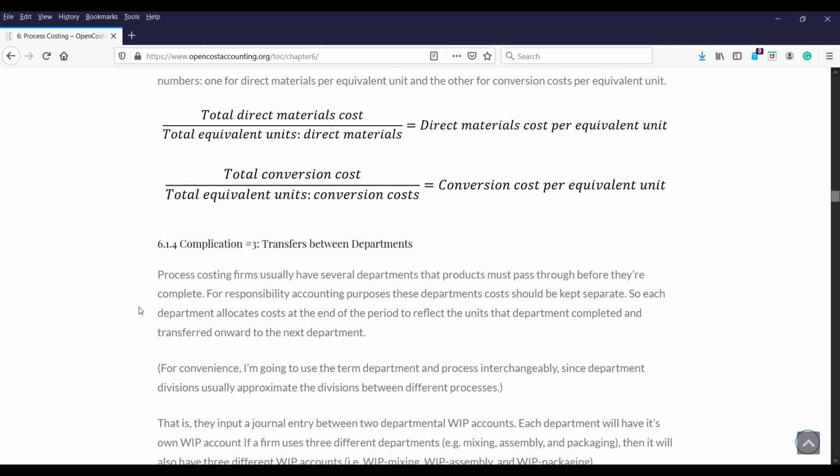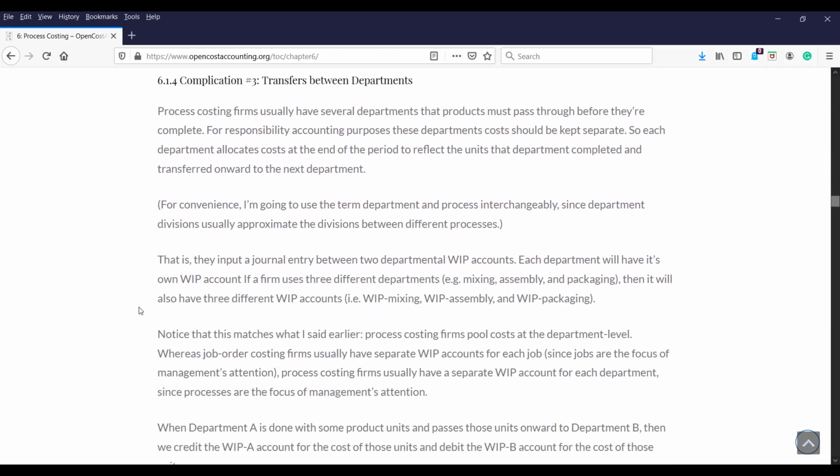All right, the third complication is that you have transfers between departments. Process costing usually involves multiple processes. You're often trading between several WIP accounts, which reflect several departments. So I gave you the example of three different departments: mixing, assembly, and packaging, and you'll have three different WIP accounts, or more in the system, but just grouping-wise, we can group them into three WIP accounts: WIP mixing, WIP assembly, and WIP packaging. I say more because, in the modern ERP, these things are ridiculously subdivided.